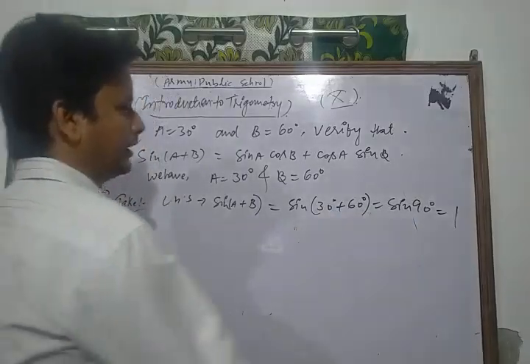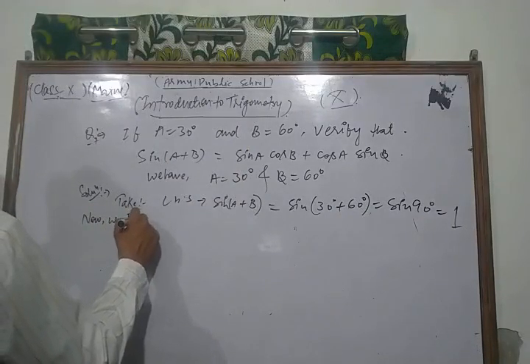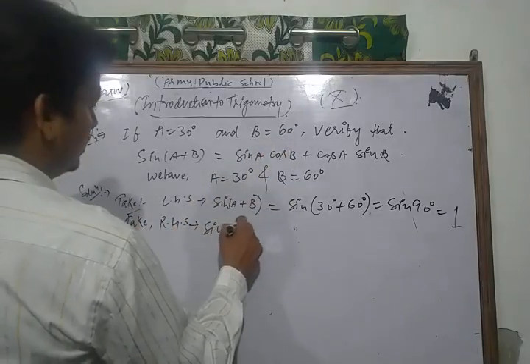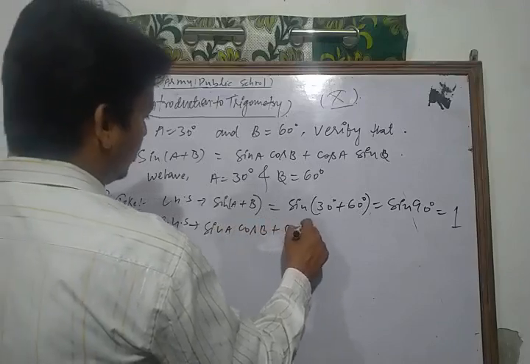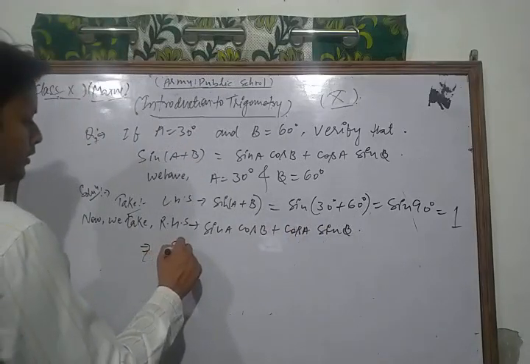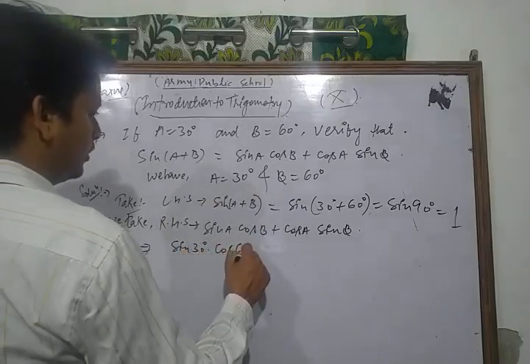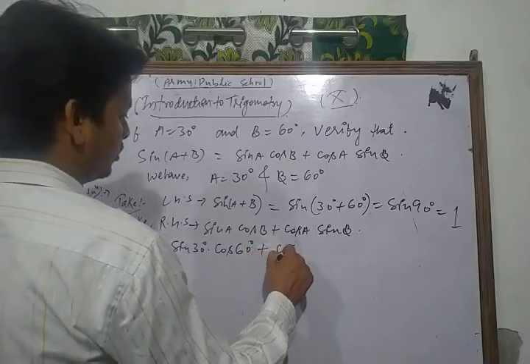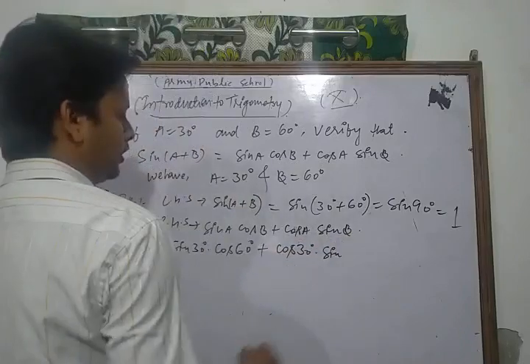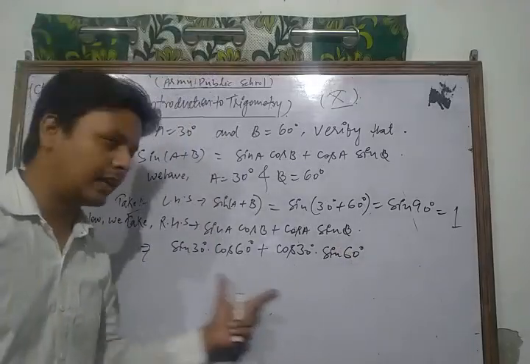Okay, now we take the right hand side, which is sin A cos B plus cos A sin B. Now we put the value of angle A and angle B, so we get sin of angle A, which is 30 degree, into cos angle B, which is 60 degree, plus cos of angle A, which is 30 degree, into sin of angle B, which is 60 degree. Okay, so this is the expression here.